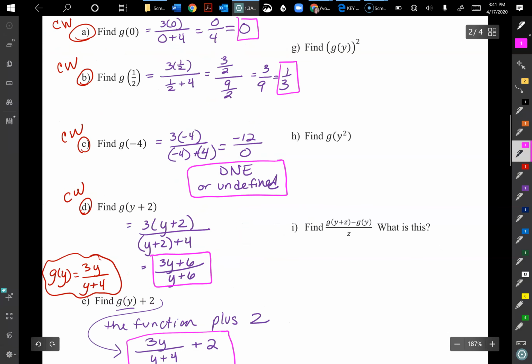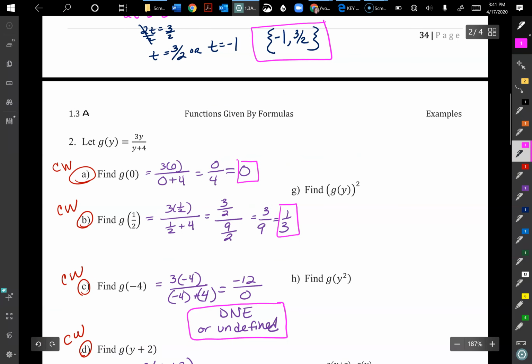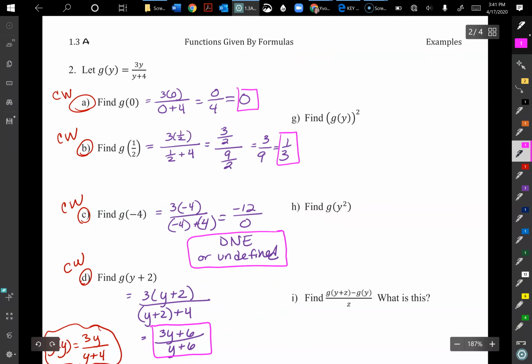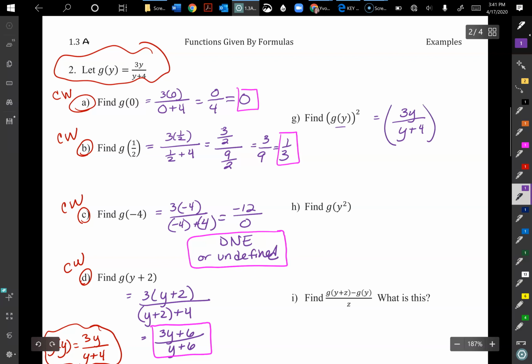Okay, so now we're going to go back up to the top right of the worksheet. Find g of y all squared. So what we want to do here is take our whole function, which is 3y over y plus 4, and put parentheses around it and square the entire thing.